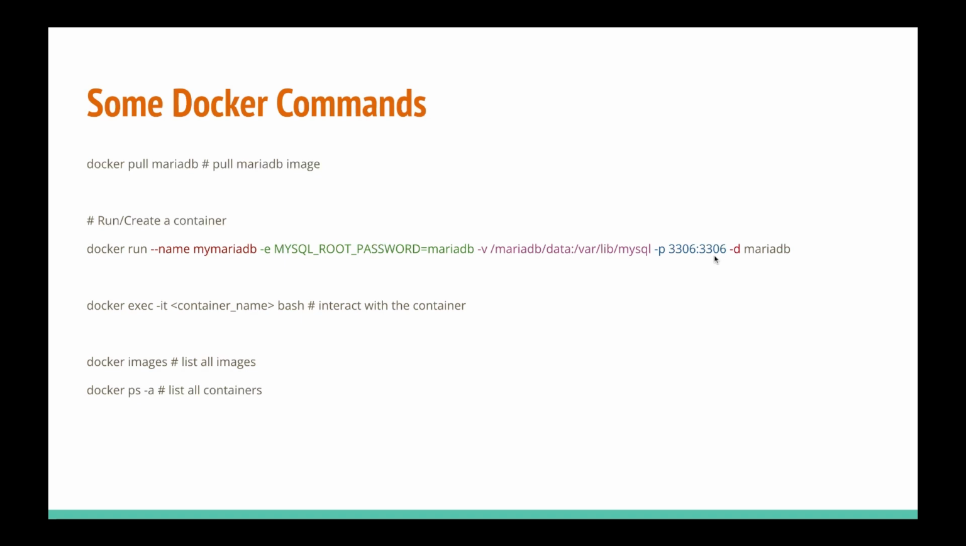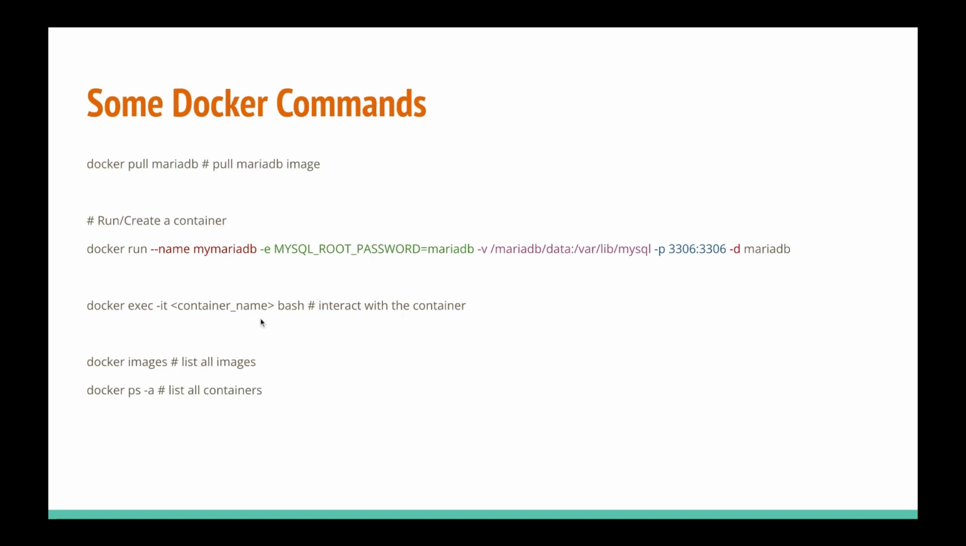We are mapping port 3306 of the container to the same port number on the host. Dash d is to be detached so we can type the rest of the things on the bash, and the name of the image, MariaDB. Now we have the container running.